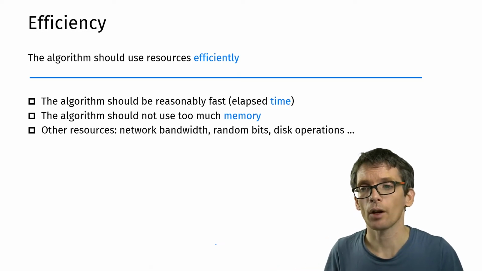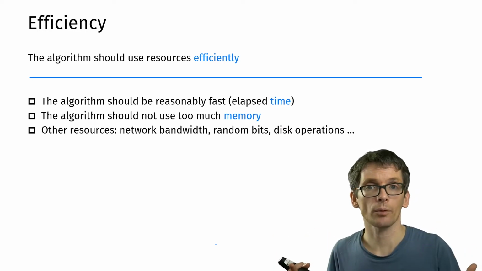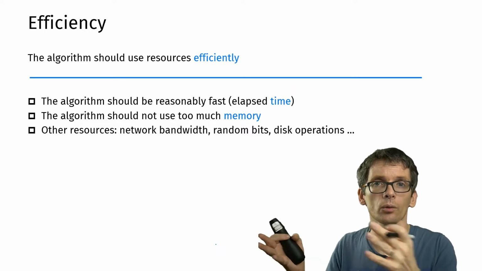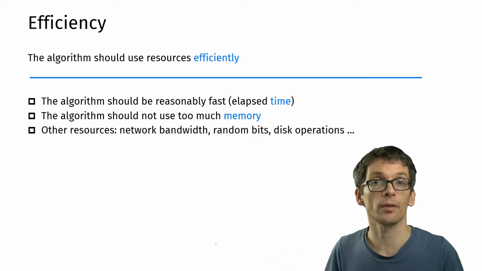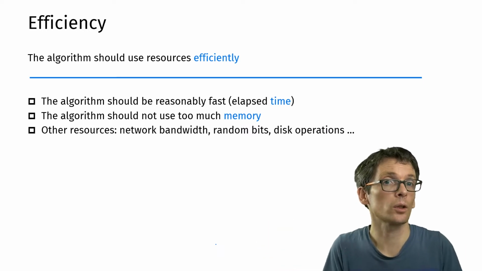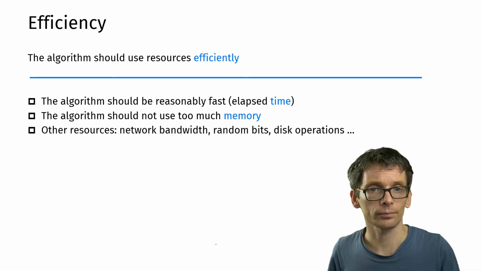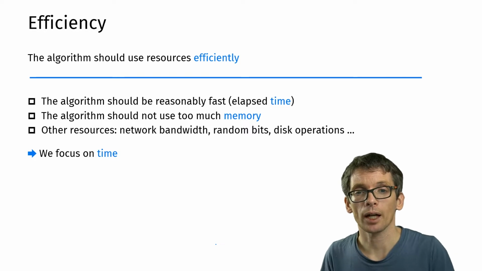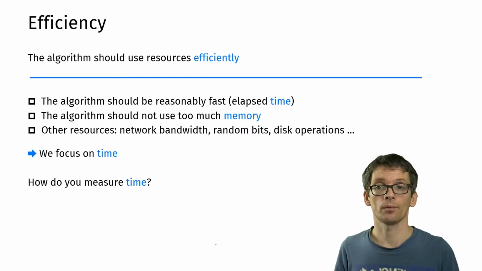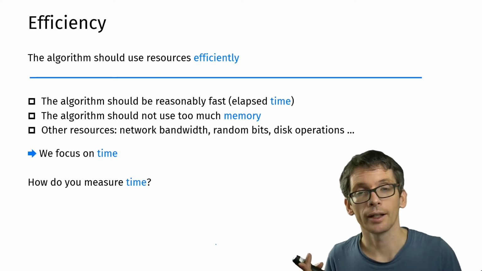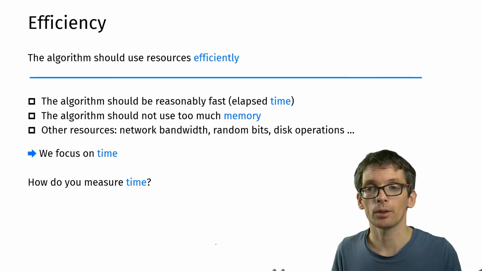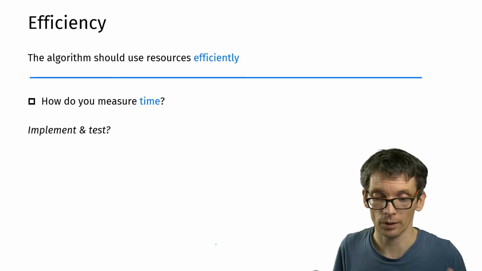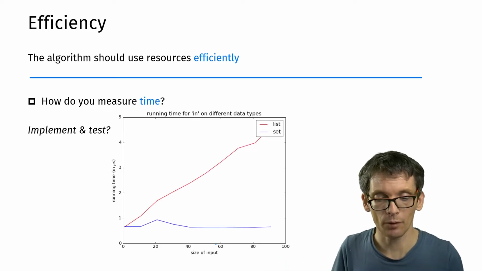And then there are also other resources like network bandwidth, which, depending on the setting of where you are developing your algorithm, might be very important. And then that's a resource that you should be analyzing. So since we're focusing on time, the question is, how do we measure time? And the natural first idea might be to say, let's implement the algorithm and test it and see how fast it runs. So let's have an example for that here.